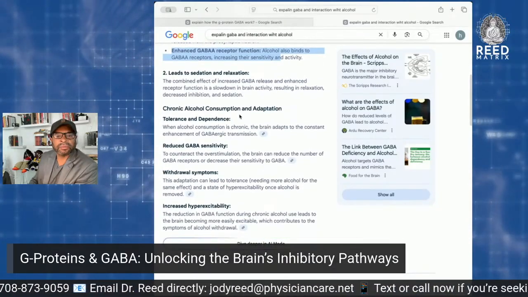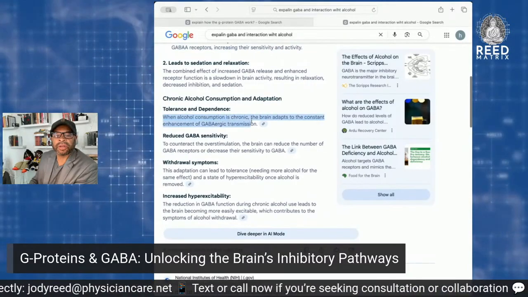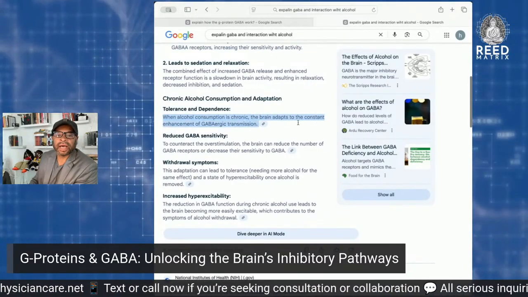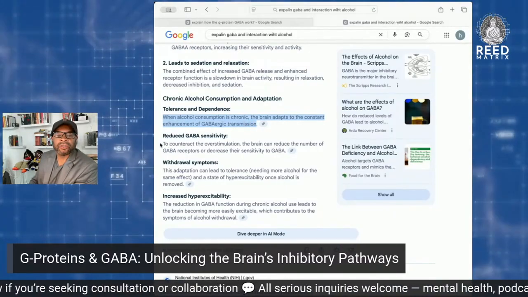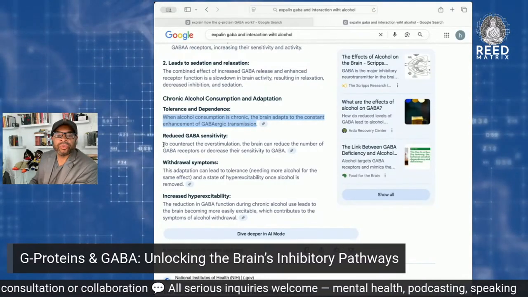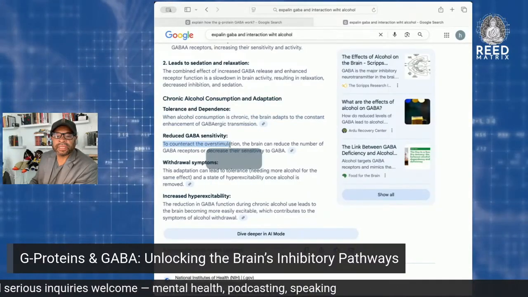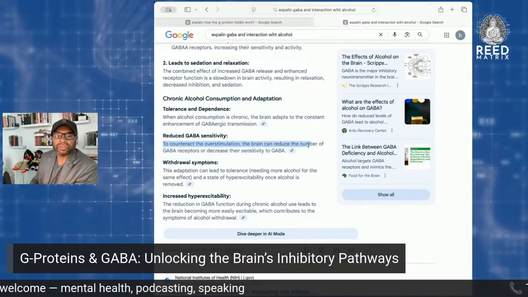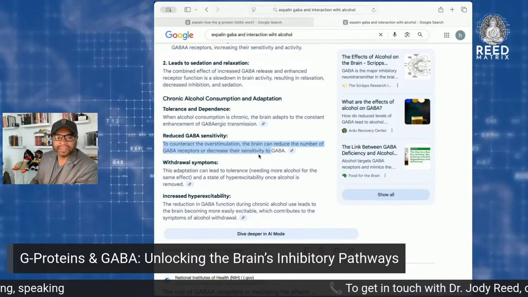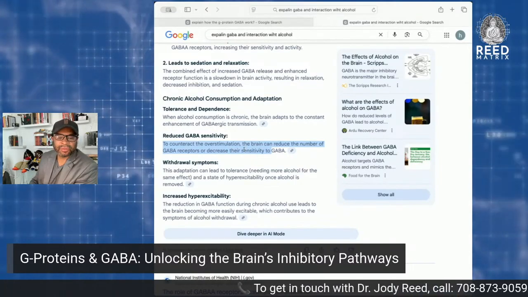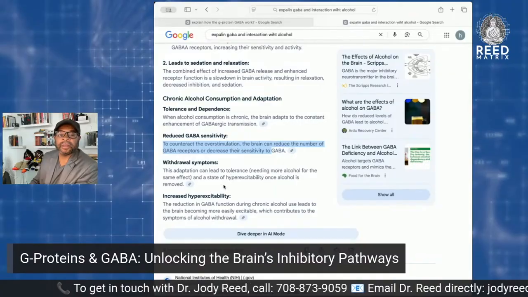Chronic alcohol consumption. When alcohol consumption is chronic, the brain adapts to the constant elevation of GABAergic transmission. To reduce GABA sensitivity and counteract the overstimulation, the brain can reduce the number of GABA receptors to decrease their sensitivity to GABA. Yeah, decrease GABA receptors. So overall, you have decreased ability to inhibit things.